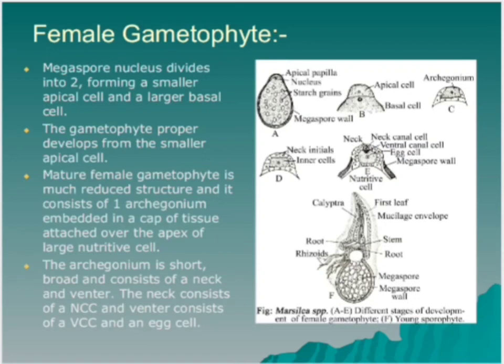The mature female gametophyte is a much reduced structure and it consists of a single archegonium embedded in a cap of tissue attached over the apex of a large nutritive cell. The archegonium is short but broad and consists of a neck and venter. The neck consists of a neck canal cell and the venter consists of a venter canal cell and an egg cell.